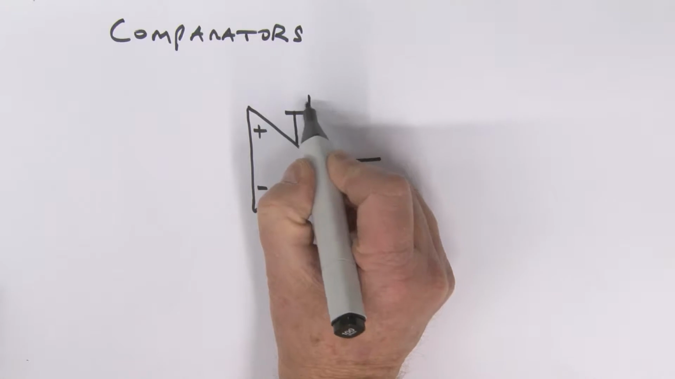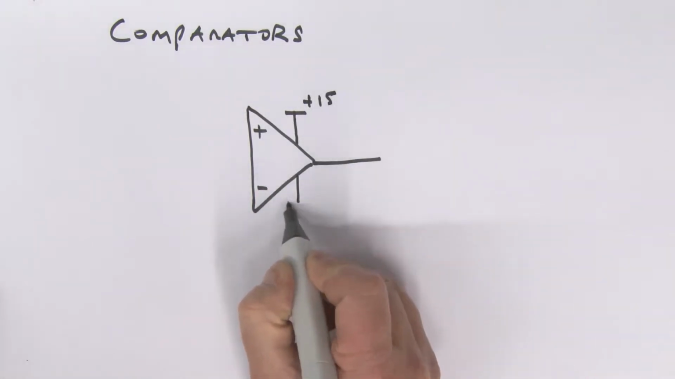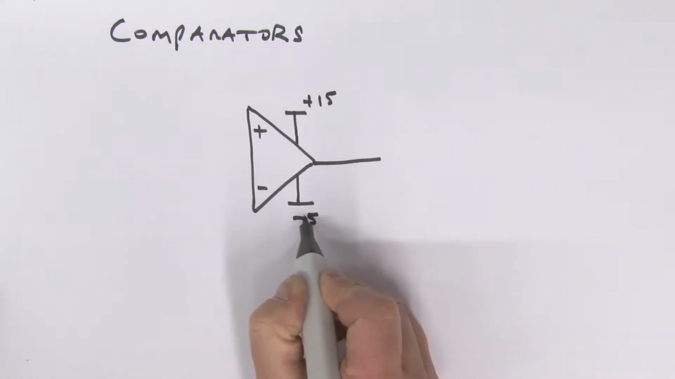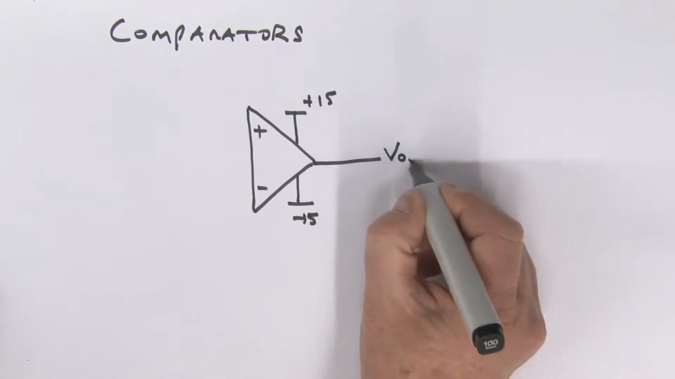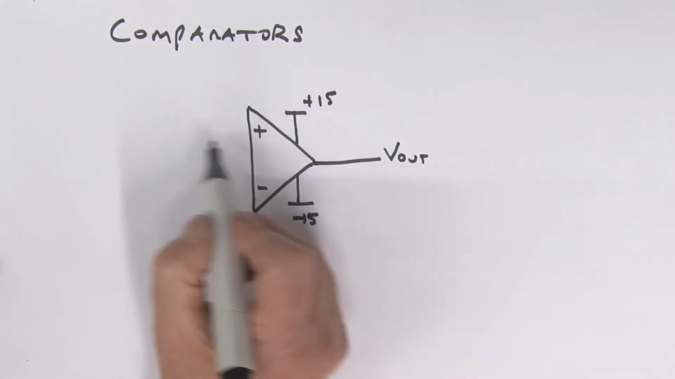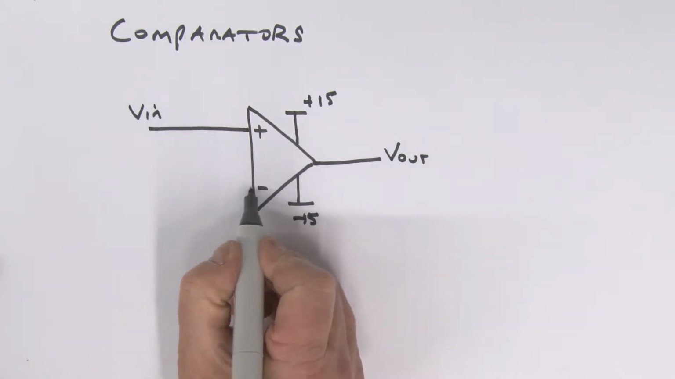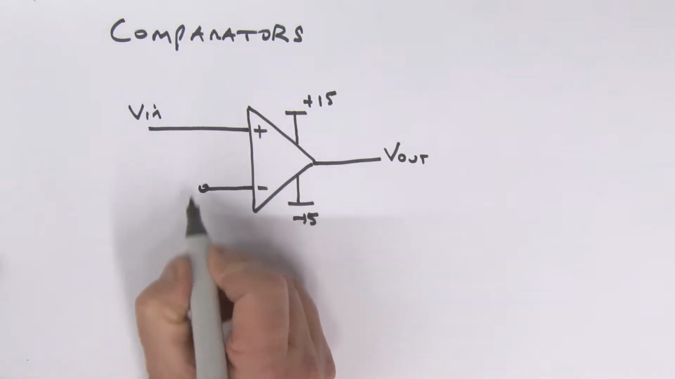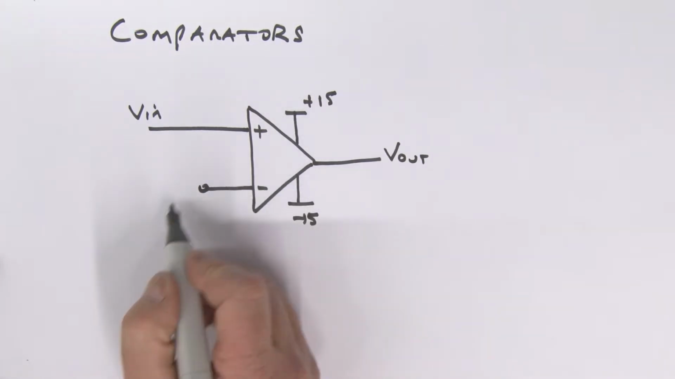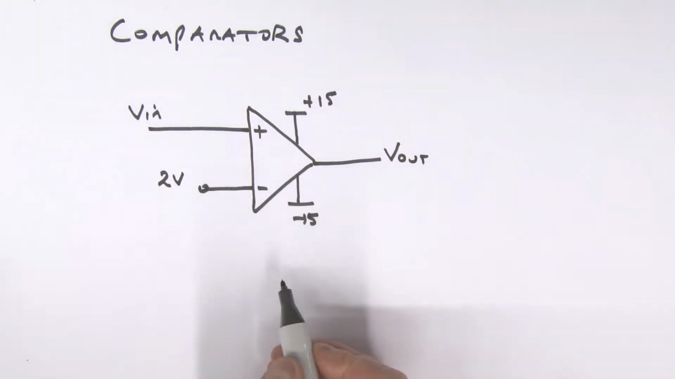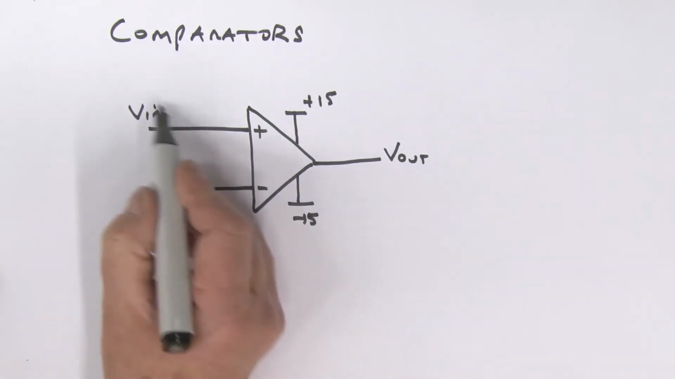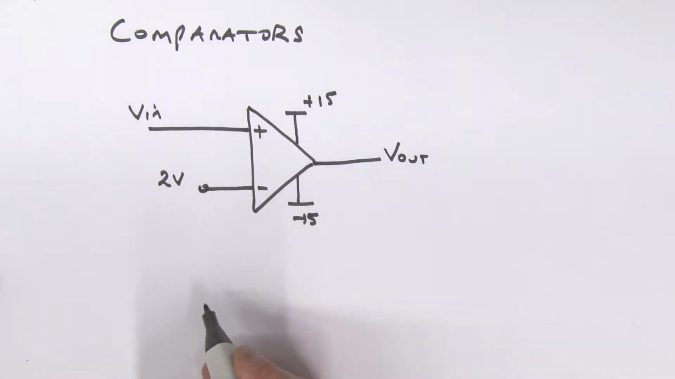Let's say this guy is set to plus 15. This guy over here is at minus 15. This is my output voltage sitting here. Let's call this input V in, and let's hold the voltage at the inverting input to 2 volts. All right. Now let's look at what happens when we actually change V in.